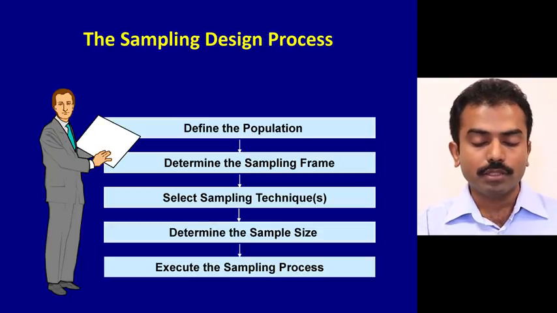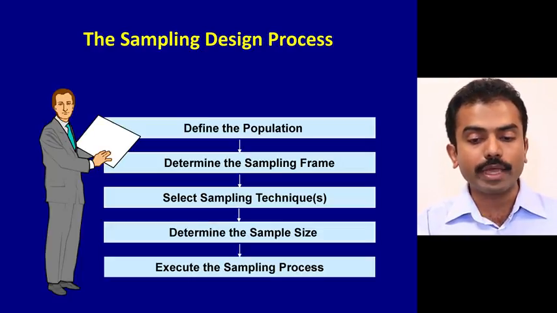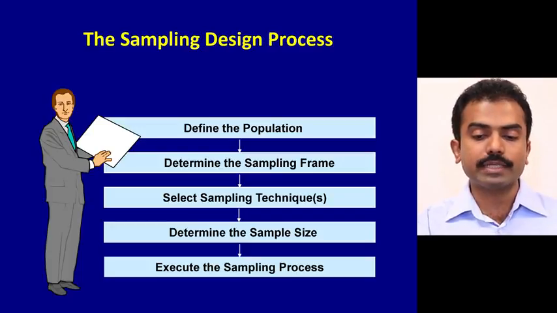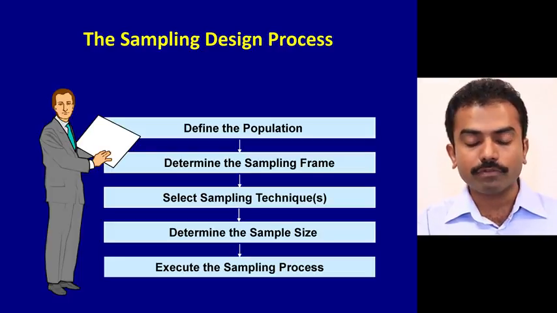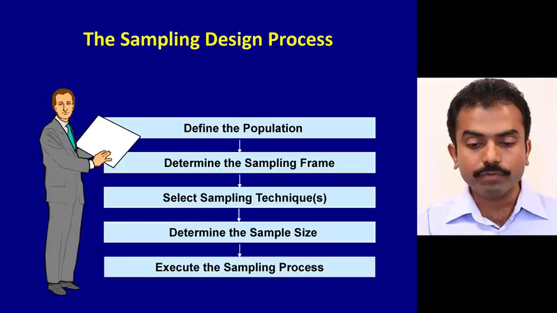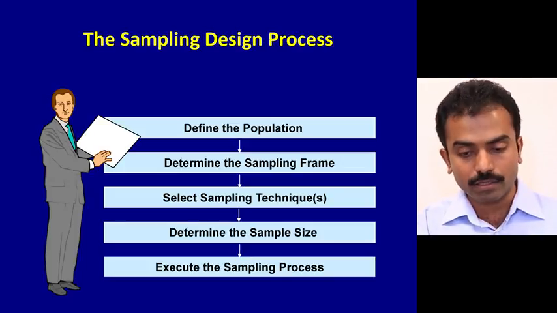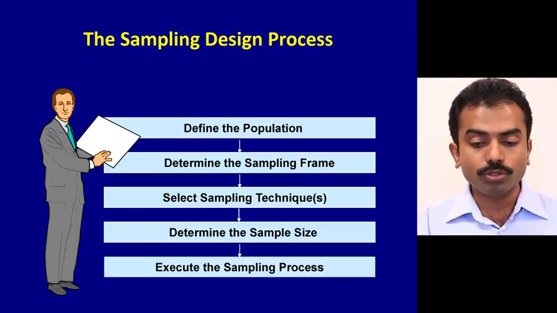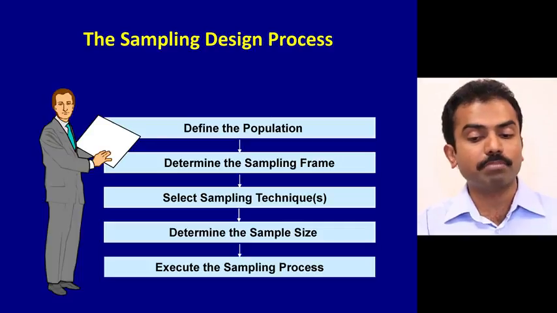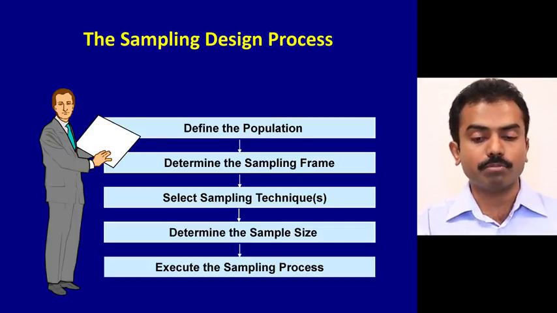What is the process? The first step in sampling, or drawing the sample, is to define our population and determine the sampling frame. By sampling frame, I mean the list of all units in a population. So we must have the list of all the units in a population. Once we have the sampling frame, we have to choose a suitable sampling technique. We'll shortly discuss the several sampling techniques we have. As I told you, we have to determine the sample size and then execute our sampling process.